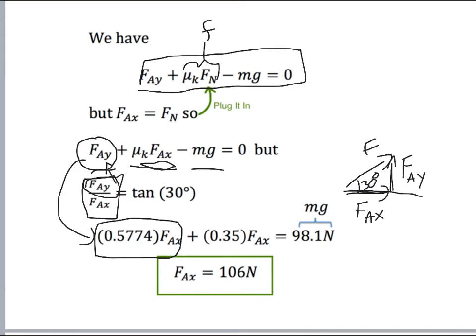And so what I end up with, I can take this mg and move it over here so that it's positive, and now I can solve this whole equation for FAX, and I get that FAX is equal to 106 newtons, and that's also equal to the normal force.